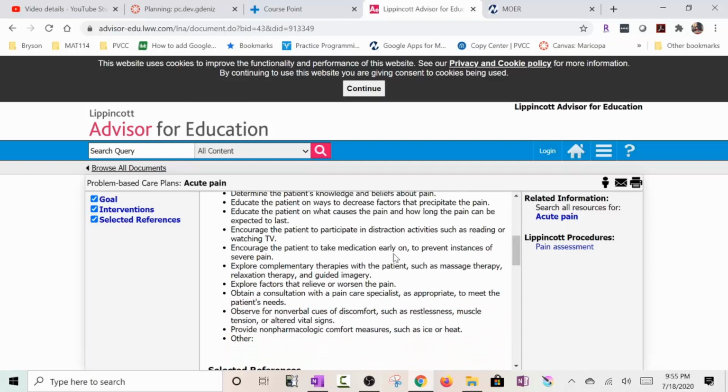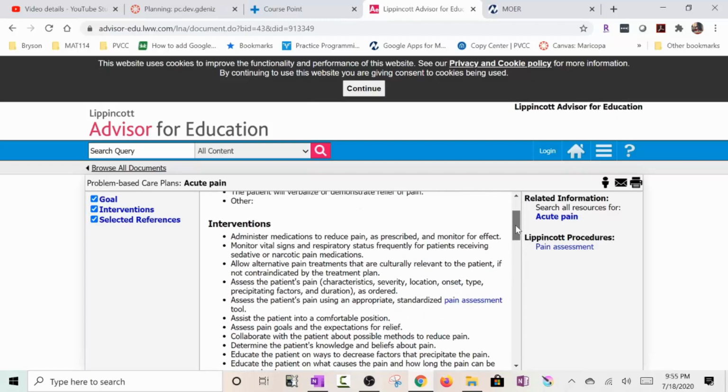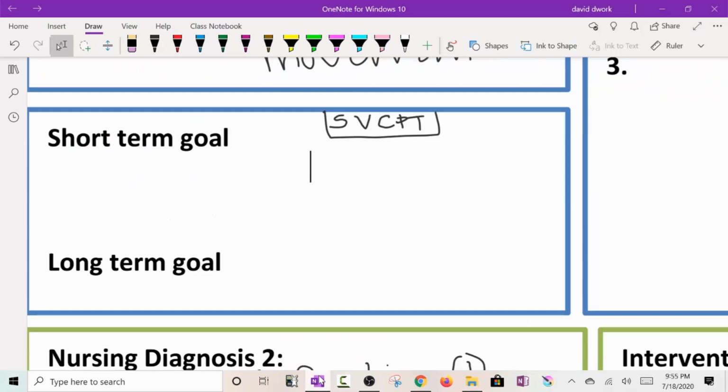Encourage the patient to take medications early on to prevent instances of severe pain. So all of these we can use to help with Miss Tompkins. I think a lot of these would work for her. So let's go back to our plan of care here and write a short-term goal for her. Remember, we're always going to start with "patient will."